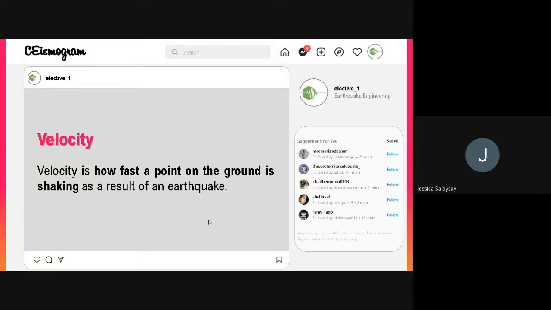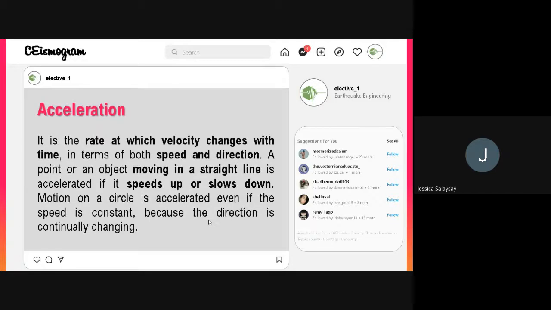Next is acceleration. Acceleration is the rate at which velocity changes with time, in terms of both speed and direction. A point or an object moving in a straight line is accelerated if it speeds up or slows down. Motion on a circle is accelerated even if the speed is constant because the direction is continually changing.